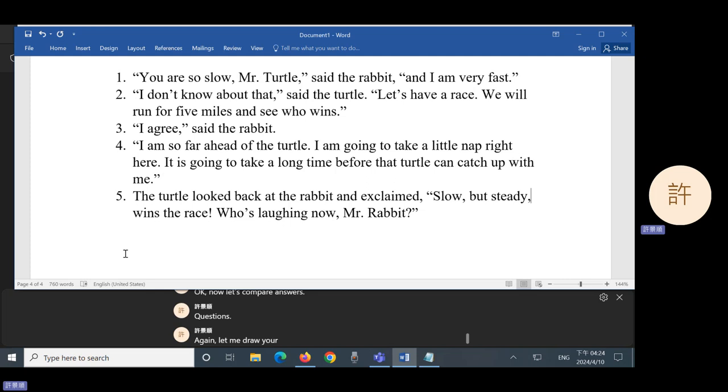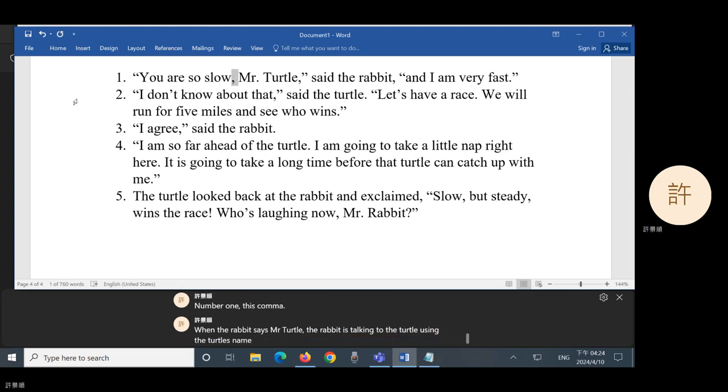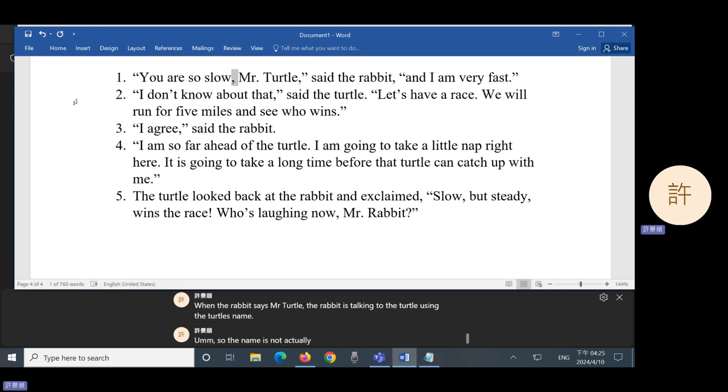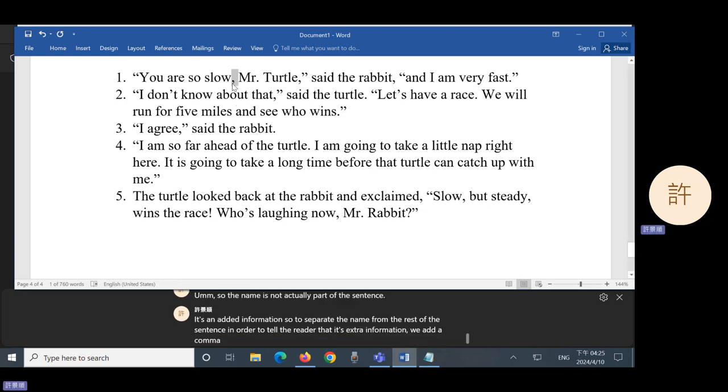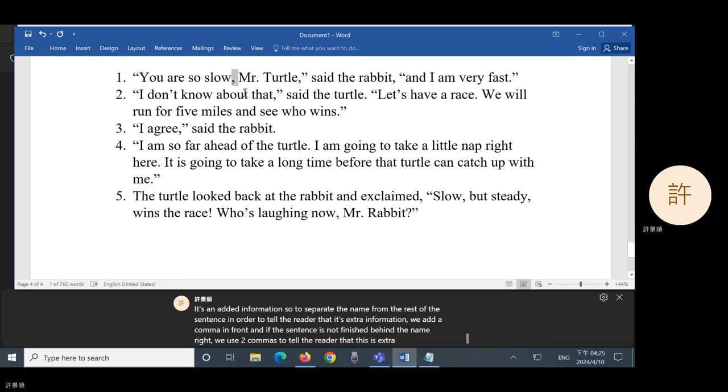Again, let me draw your attention to a number of issues. Number one, this comma. When the rabbit says Mr. Turtle, the rabbit is talking to the turtle using the turtle's name. The name is not actually part of the sentence. It's an added information. So to separate the name from the rest of the sentence, in order to tell the reader that it's extra information, we add a comma in front, and if the sentence is not finished, behind the name, right? We use two commas to tell the reader that this is extra information. And it's the name of the turtle, so it has to be a capital T.